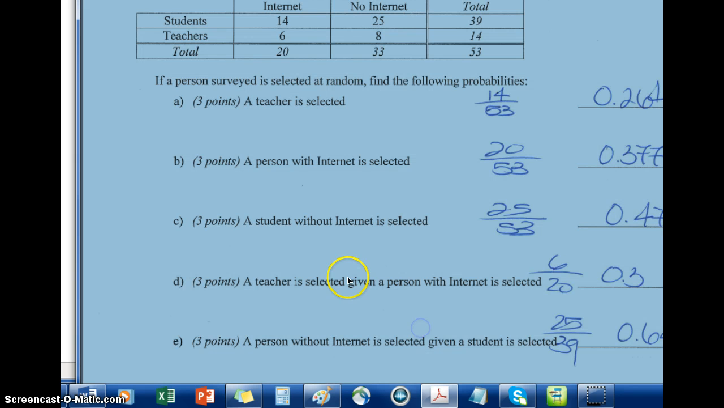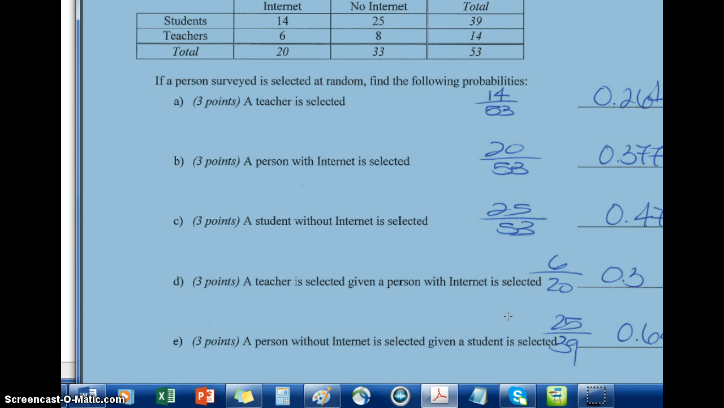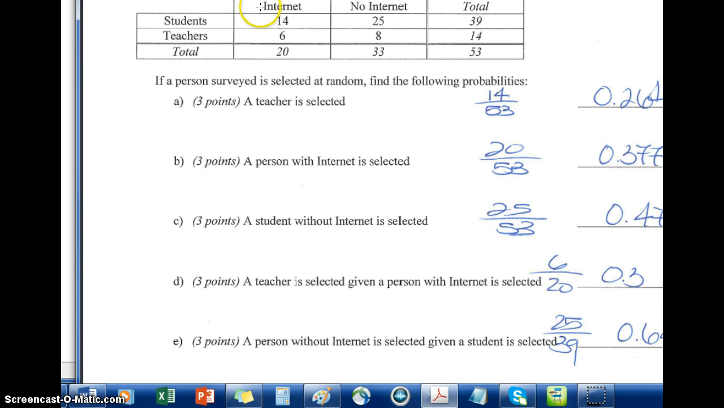And then D and E have givens. So the chances you get a teacher if you're given a person with internet is selected. It means that we know for sure we select someone from this column. That's all we're looking at. We're not looking at the total 53 anymore. We're just looking at whatever it tells us after the given. So there's only 20 people to pick from. What's the chances of getting a teacher? It's 6 out of those 20.